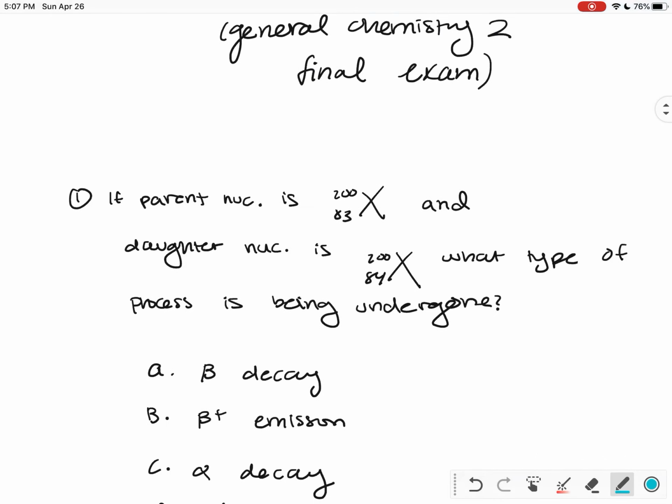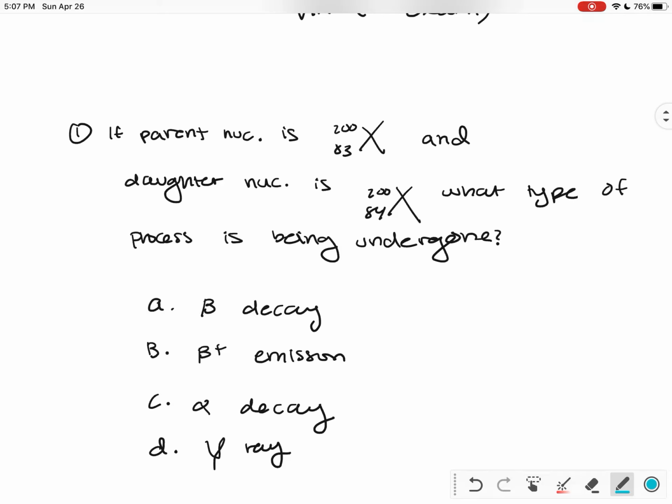Okay. So the first question is, if a parent nucleus is X 283, meaning that our mass number is 200 and our atomic number is 83, and our daughter nucleus has a mass number of 200 and an atomic number of 84, what type of process is being undergone? Right away you should notice that the thing that's staying the same is our mass number. Remember, the mass number is protons plus neutrons, and that's staying the same.